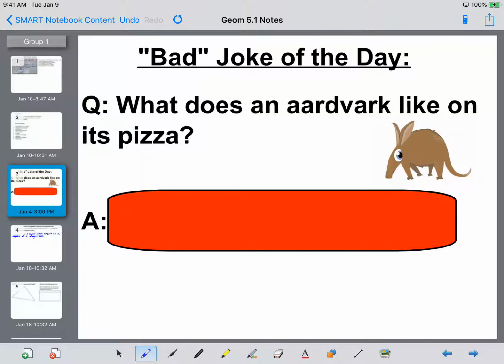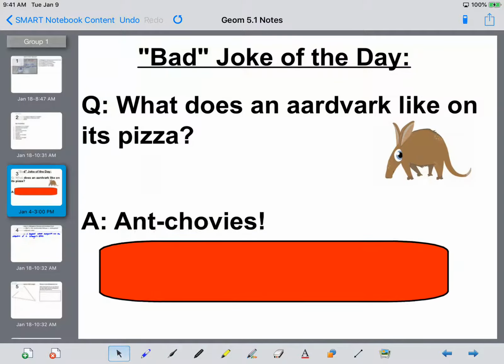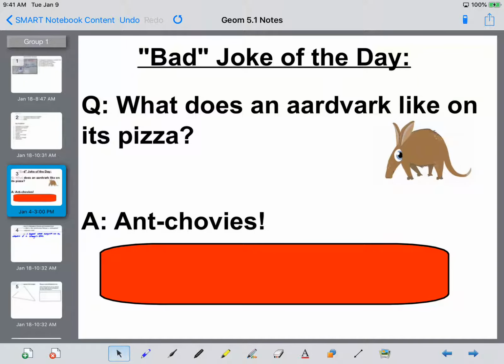We'll start out with a bad joke of the day. So, what does an aardvark like on its pizza? Well, if you don't know, another name for an aardvark is an anteater. So of course he likes anchovies.